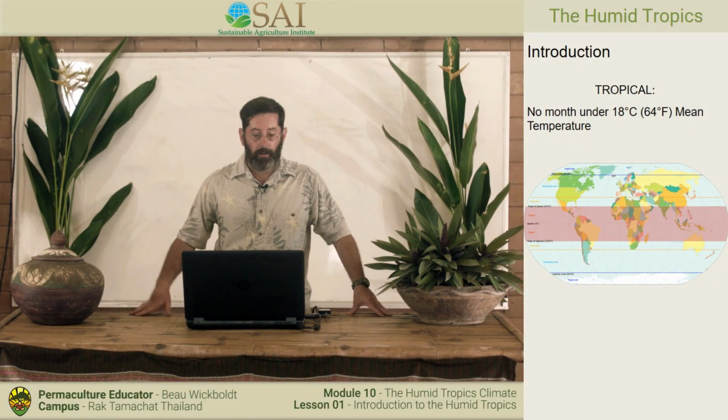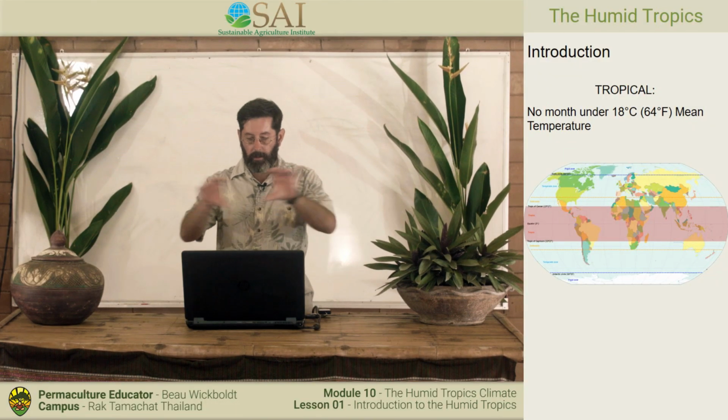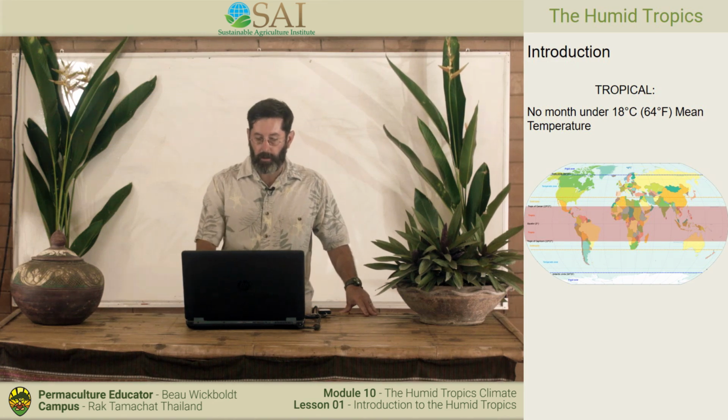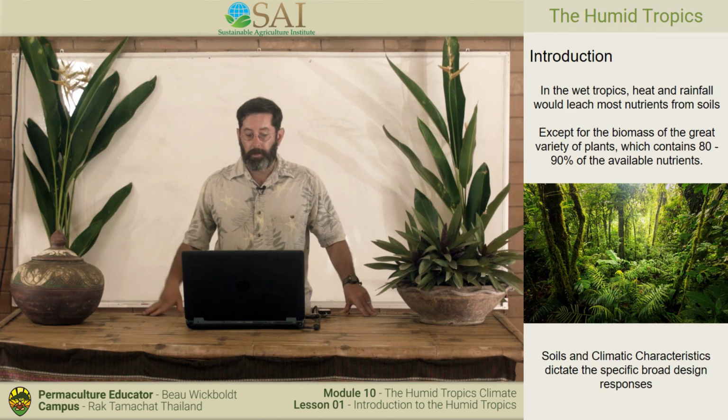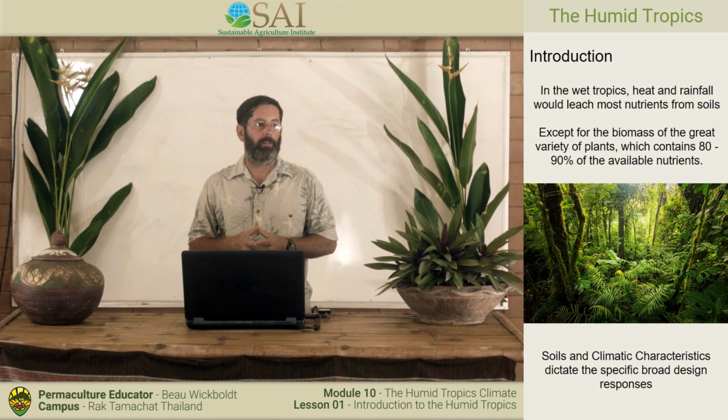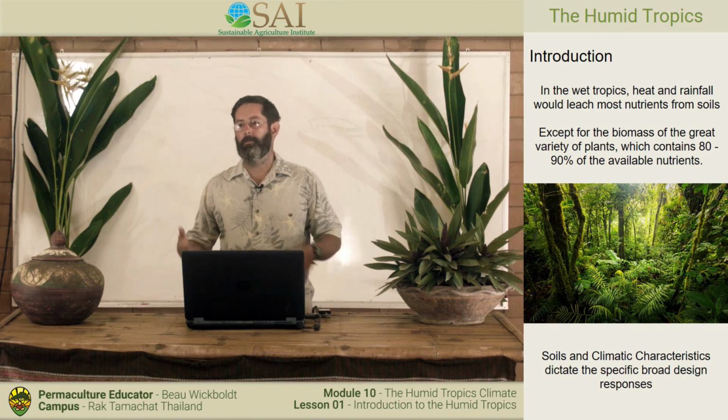So as we saw earlier, the tropical climates are what we see in the purple band, close to our equator, with no month typically under 18 degrees Celsius. So in the wet tropics, we have heat and rainfall, and it's going to leach most of the nutrients from the soil. So a phenomenon in the tropics is very poor soils.